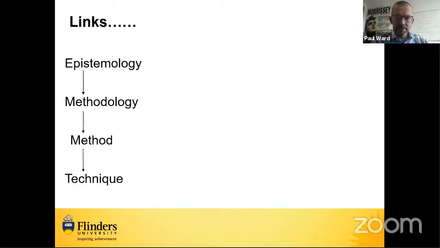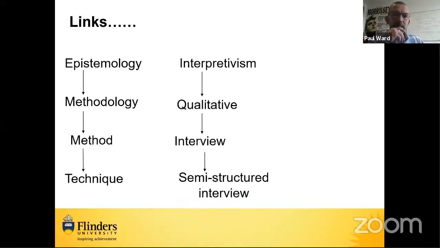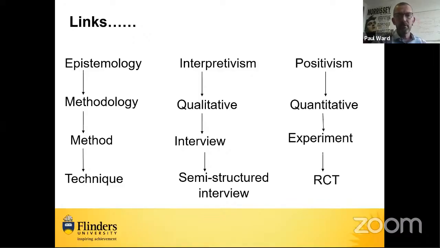So if this is our logic, that we have a technique, which is part of a method, which is part of a methodology, which is part of an epistemology, or in Dinny's language, a paradigm, we might see that a semi-structured interview that we want to do is a technique. That technique is part of the method of the interview. The method of interview is part of a qualitative methodology, an approach to research, which is part of an interpretivist epistemology.